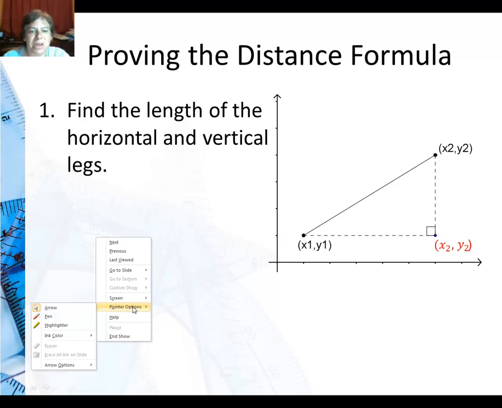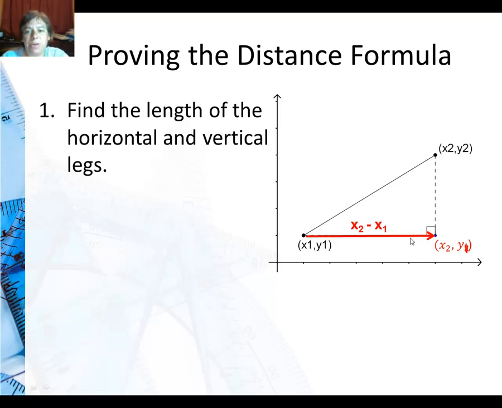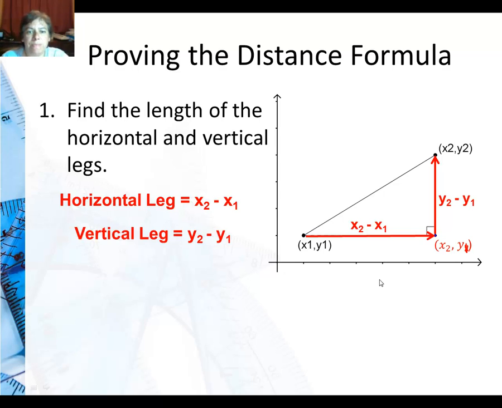So the y value is actually going to be y1 because it doesn't change. And the x value is going to be x2. And you can see if I go vertically here, the only thing that should change is the y value. So I can say that this distance here for the horizontal leg is x2 minus x1. There it is. And for the vertical leg, it should be y2 minus y1.